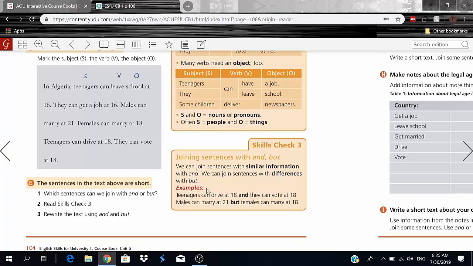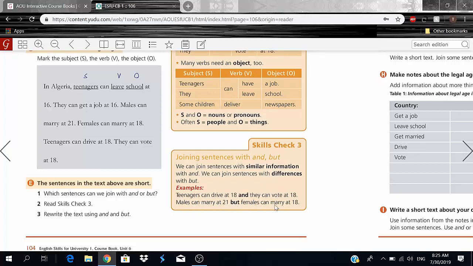Teenagers can drive at 18 and they can vote at 18. So you see the similarity? The similarity is obviously the number 18 as an age. So I use and to add two things together. So teenagers can drive at 18 and they can vote at 18. But if I want to talk about something completely different, here we go. Males can marry at 21, but females can marry at 18.